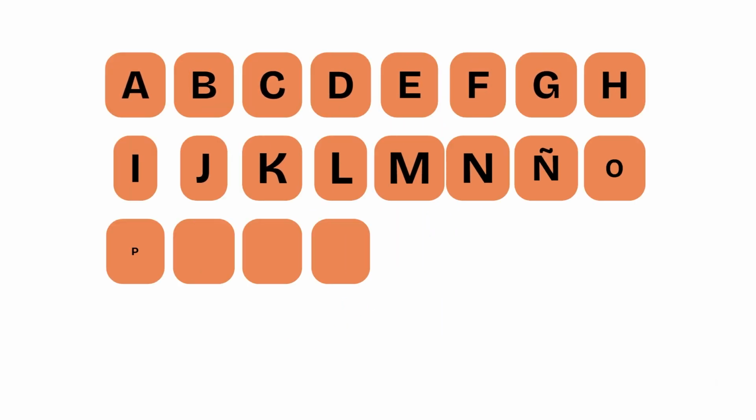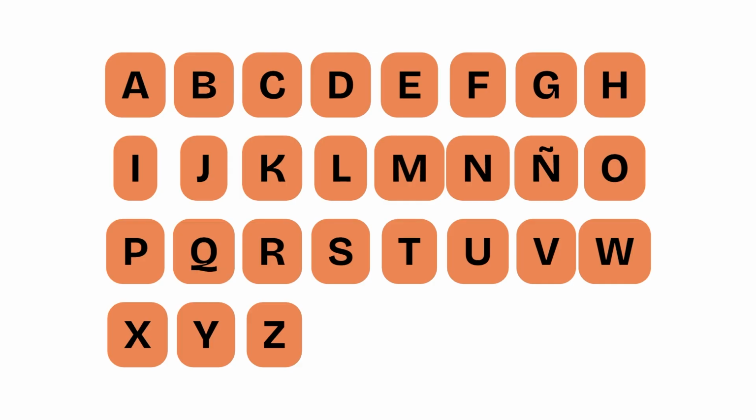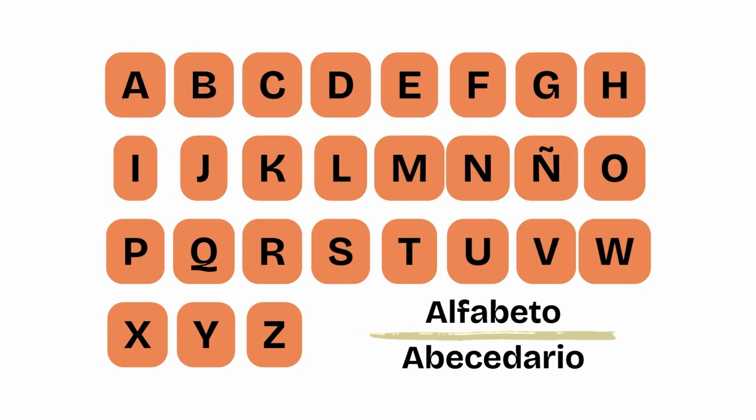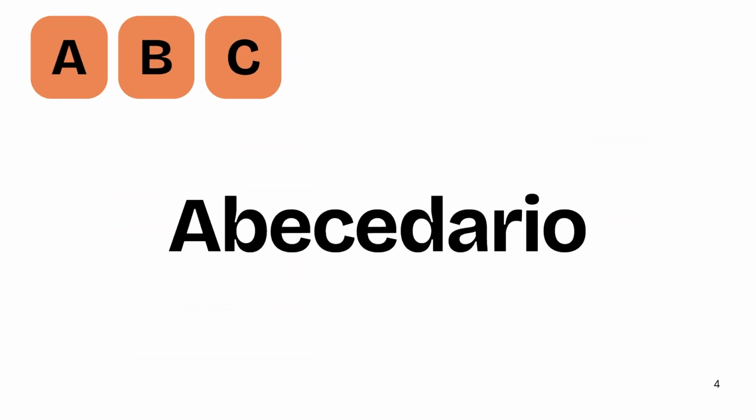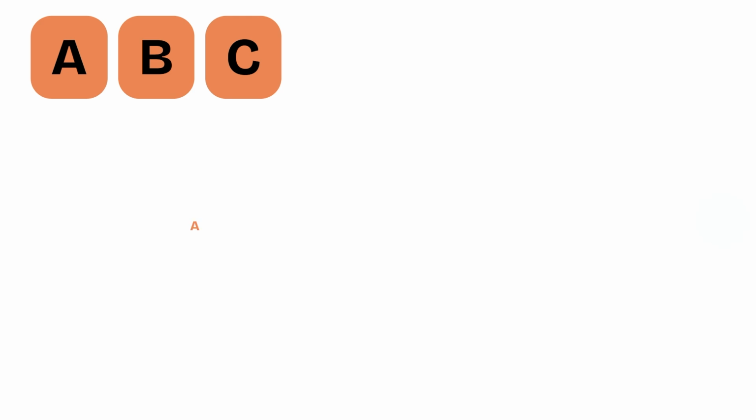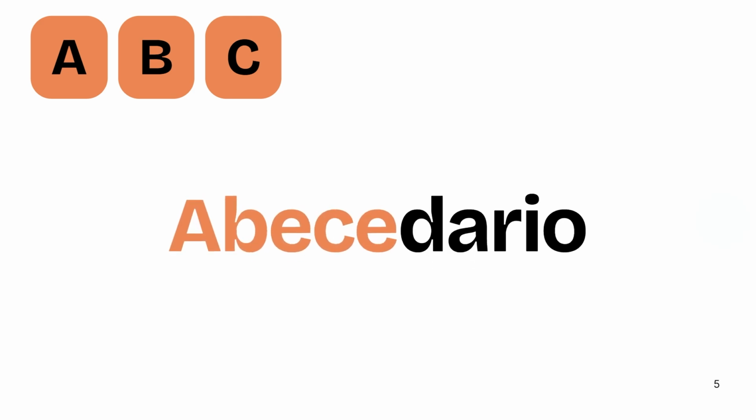In Spanish, we use 27 letters. This is called the Alfabeto Español, but you might also hear it called el abecedario. They mean the same thing. Alfabeto is a more formal, technical word, while abecedario is more colloquial and common, especially at school. In fact, the word abecedario comes from the first letters of the alphabet, A, B, C.